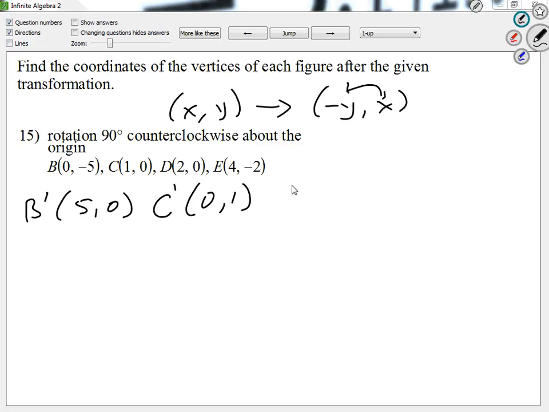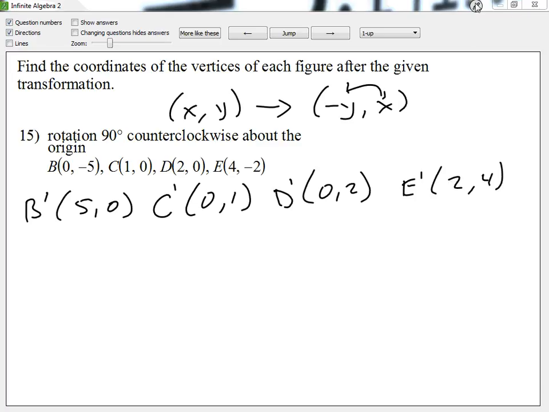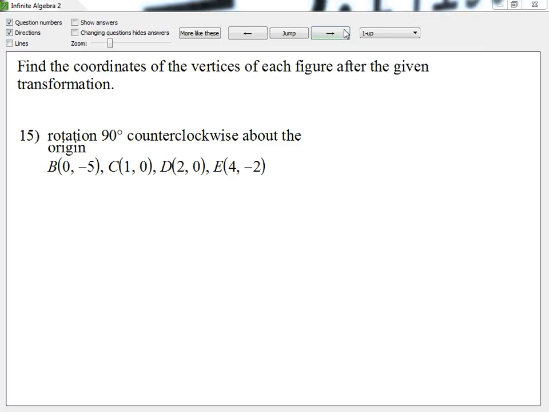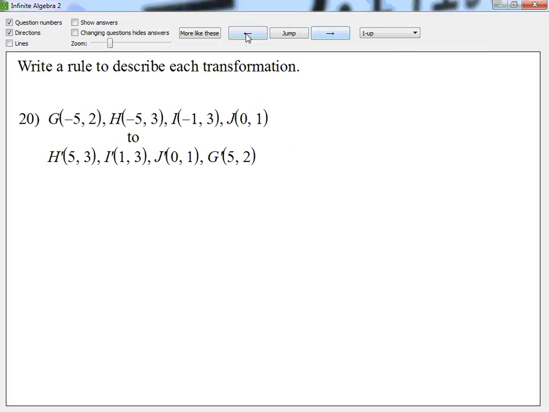What do you get for D prime? 0, 2. What do you get for E prime? 2, 4. All right. Any other questions up until 18? No? All right, let's take a look at number 19.